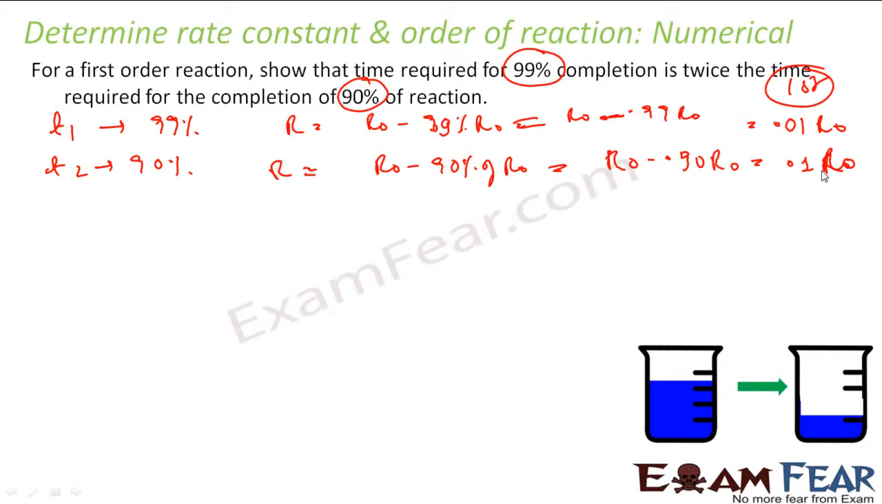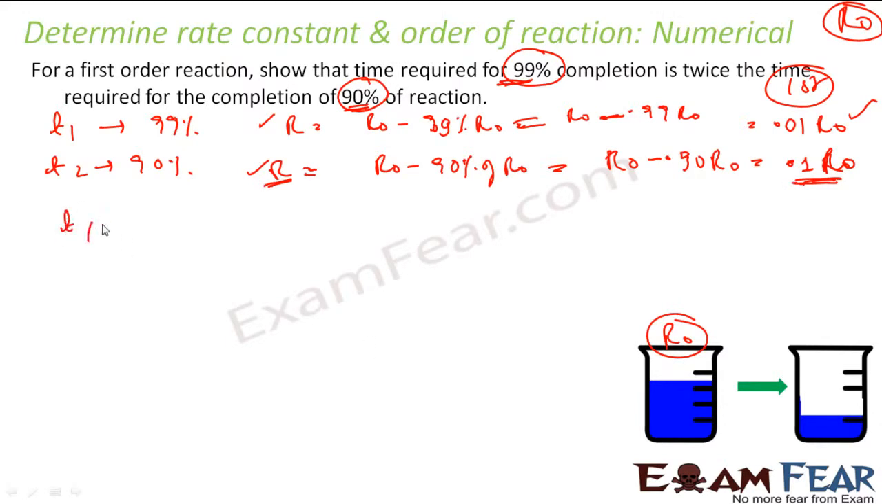So I have two cases. In one case, the final concentration is 0.01 R0. In both cases, the initial concentration is R0. In the second case, the final concentration is 0.1 R0. Correct? So what I am doing, I am assuming initial concentration is R0. There are two cases. In one case, the reaction is 99% complete and the final concentration becomes 0.01 R0. In the second case, the reaction is 90% complete, and the final concentration becomes 0.1 R0.